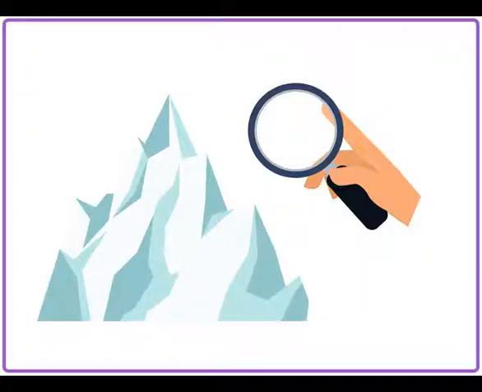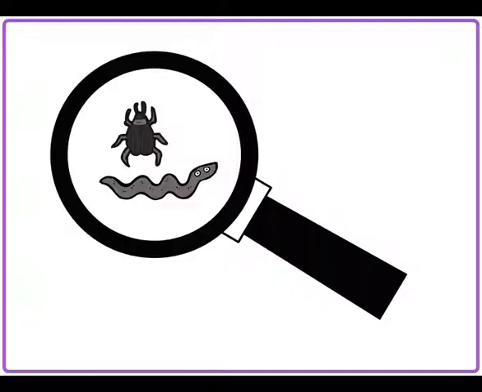Second, Jack needs a magnifying glass. He can use a magnifying glass to see if there are any small creatures that live on the glaciers. Jack uses his tools to see if any animals live on the glacier. He learned that only a few animals can actually survive on them.